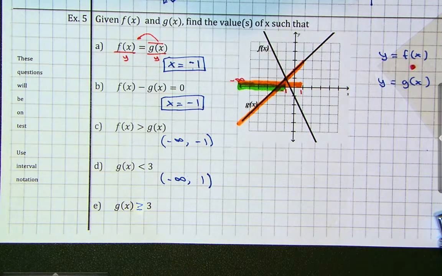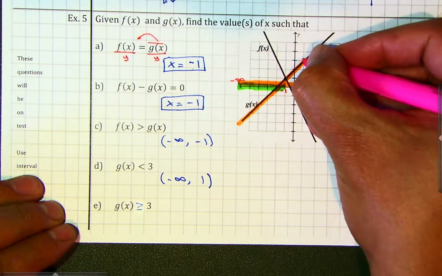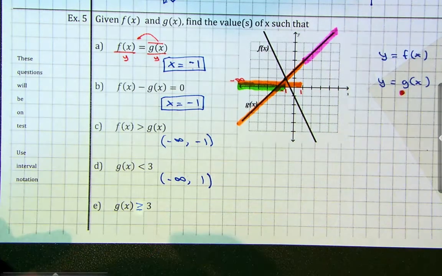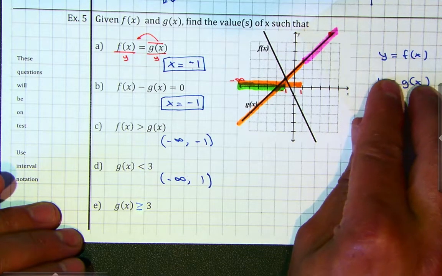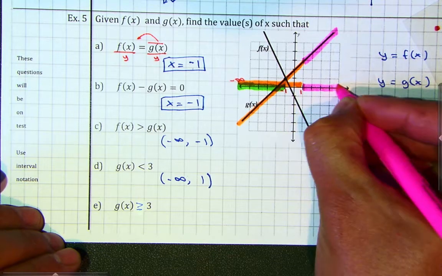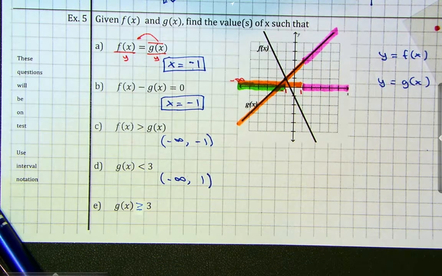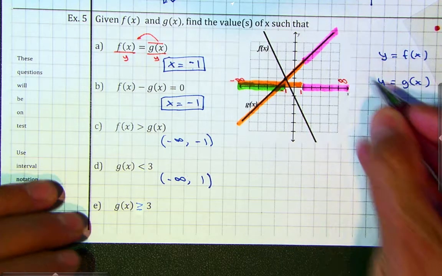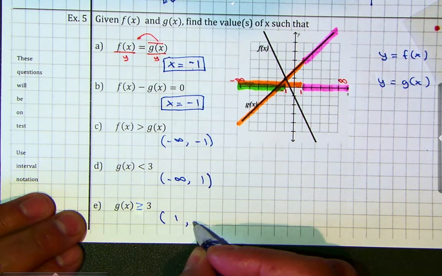Well, then that will be in this part of the graph, correct? That is 3, 4, 5, 6, and so on. So therefore, the domain will be from 1 all the way to positive infinity. So from 1 to positive infinity.